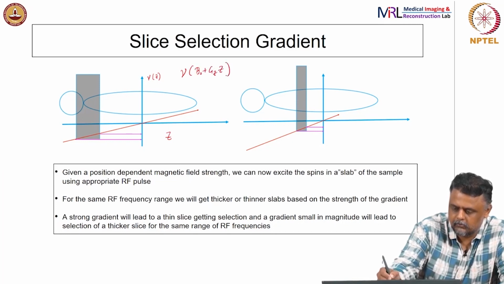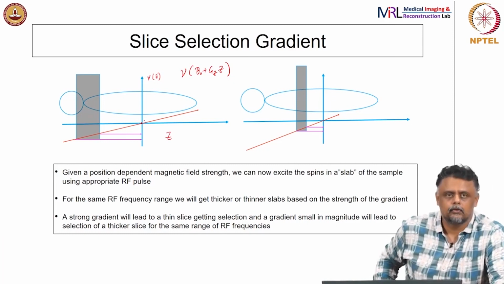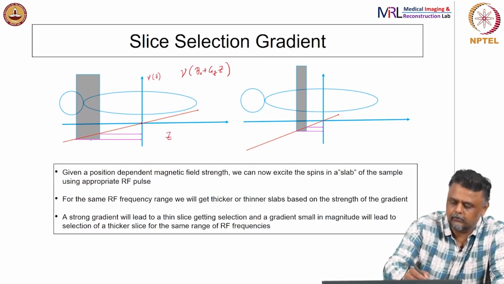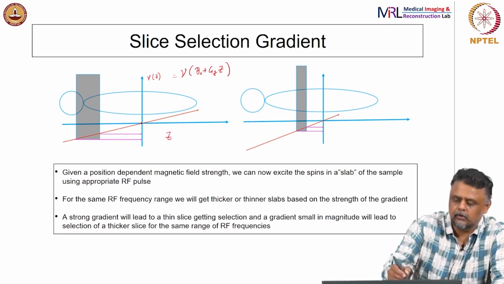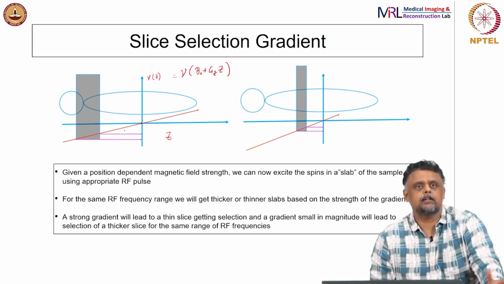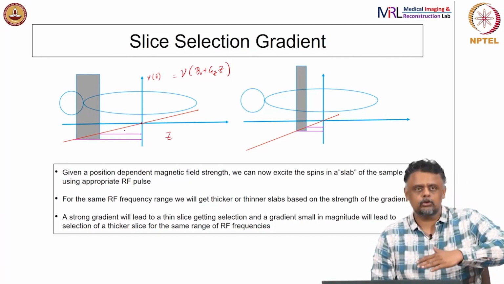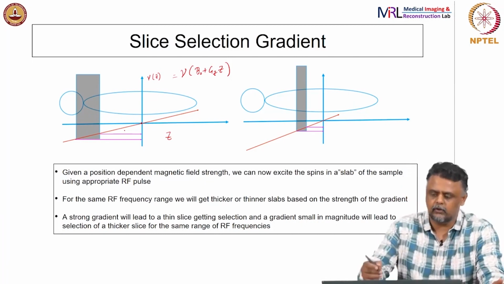So, at this point the gradient is 0, let us say, and as we move to the right and to the left, see the precession frequency keeps increasing, which is what is shown in this picture. So, the red line just indicates the strength of the gradient. If it is a shallow slope, it is a very weak gradient. If it is a sharp slope, it is a strong gradient. So, which is what is shown here.